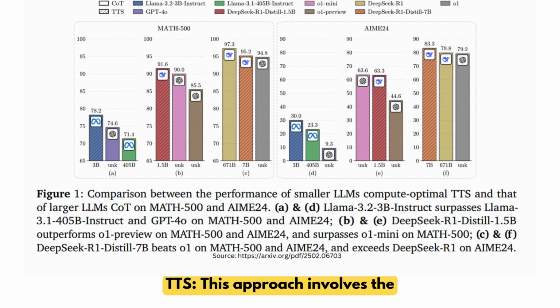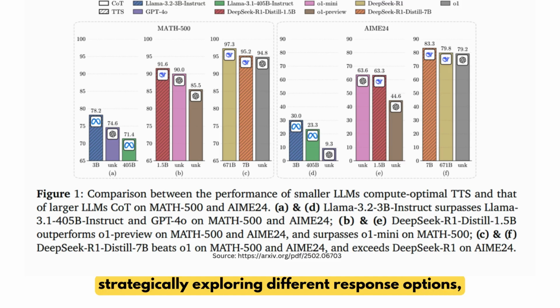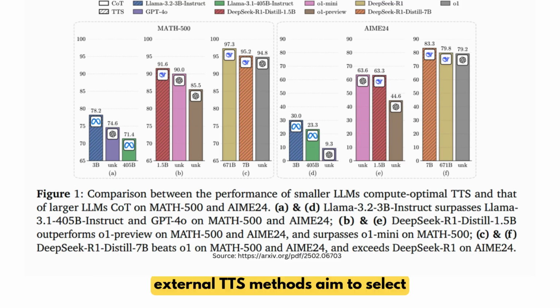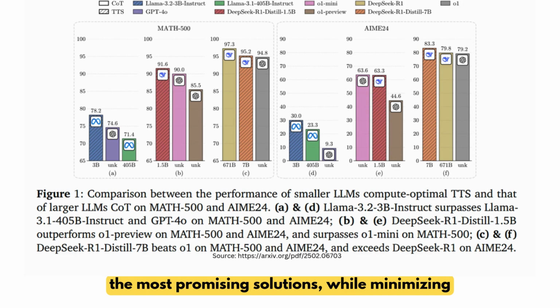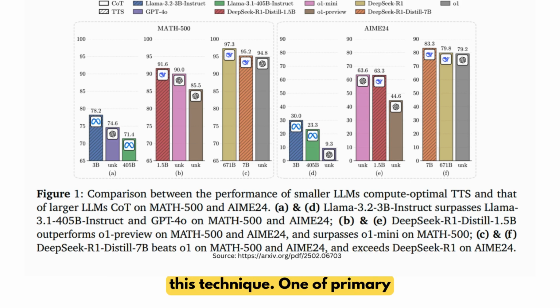External TTS. This approach involves the use of external mechanisms, such as sampling or search-based methods, to guide the LLM's response generation process. By strategically exploring different response options, external TTS methods aim to select the most promising solutions while minimizing computational overhead. Despite the potential of TTS, several challenges remain in fully understanding and effectively utilizing this technique.